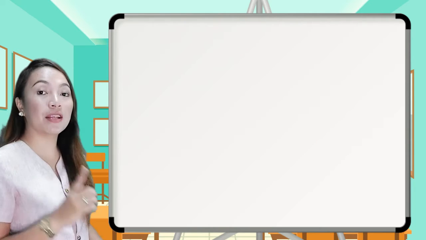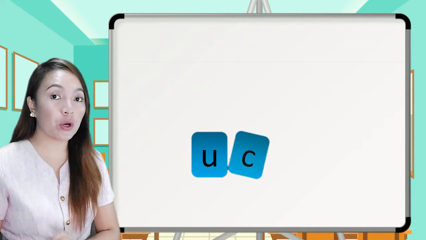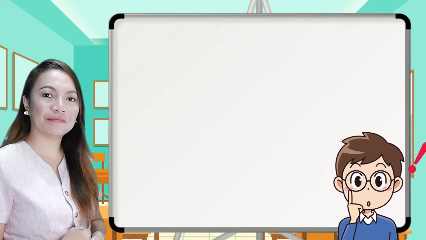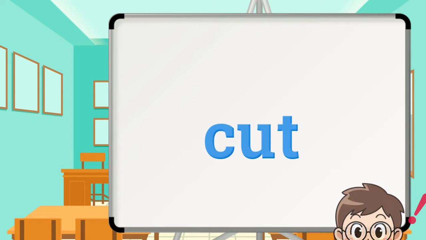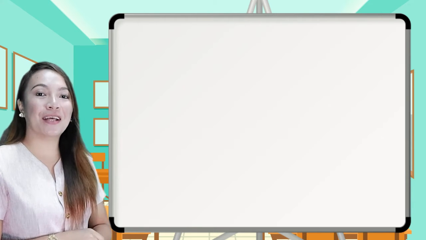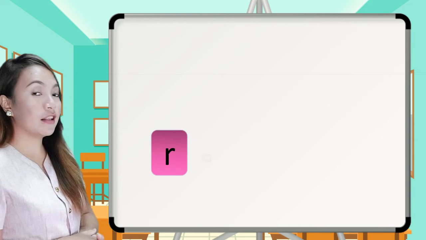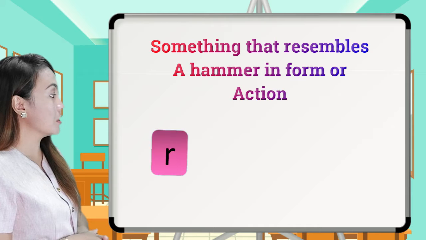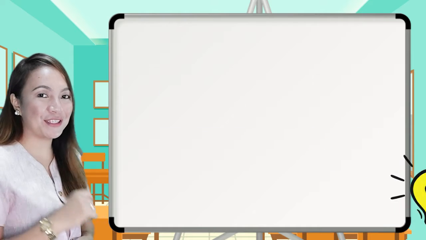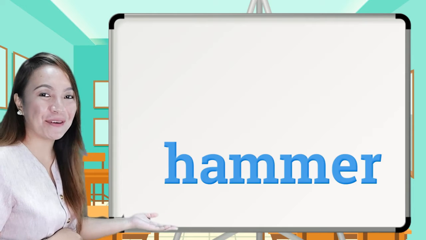Great job, kids! Now let's proceed to number 3. These are the jumbled letters. And the meaning of this word is to strike sharply with a cutting effect. What would be this word? Great job! The answer is cut. Now let's proceed to the last word. These are the jumbled letters. And the meaning of this word is something that resembles a hammer in a form of action. What could be this word? What is your answer? Great job! The answer is hammer.